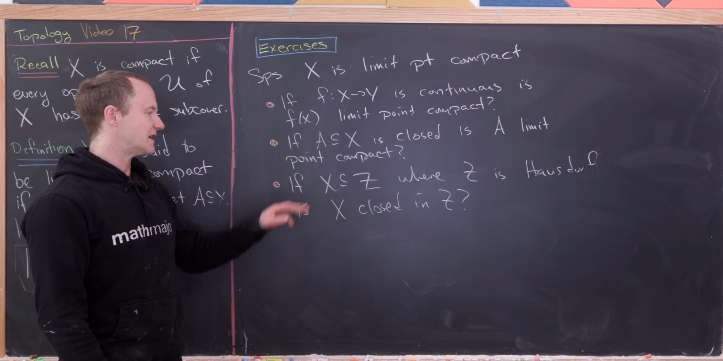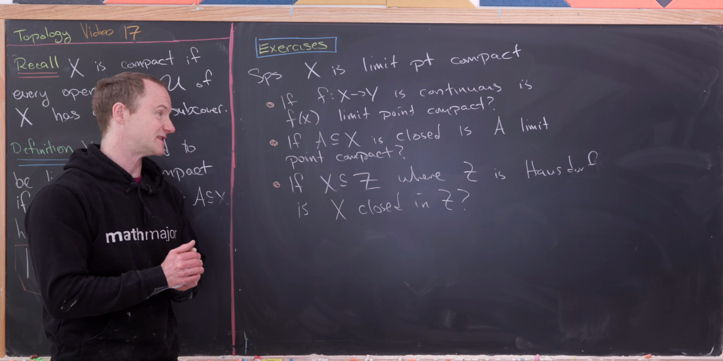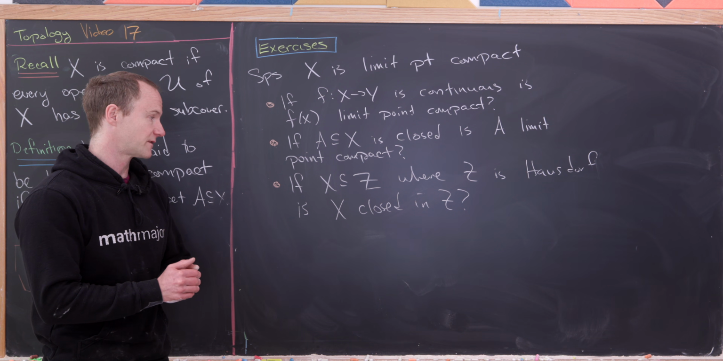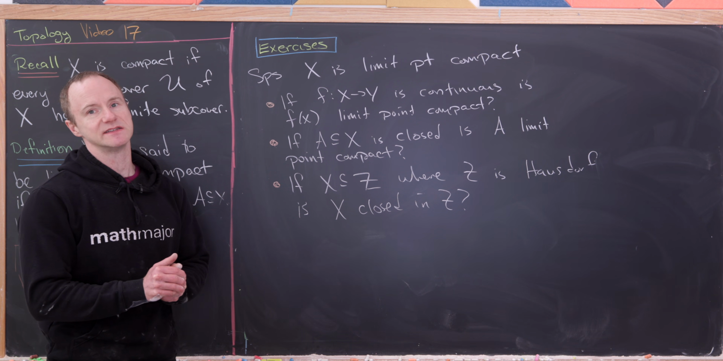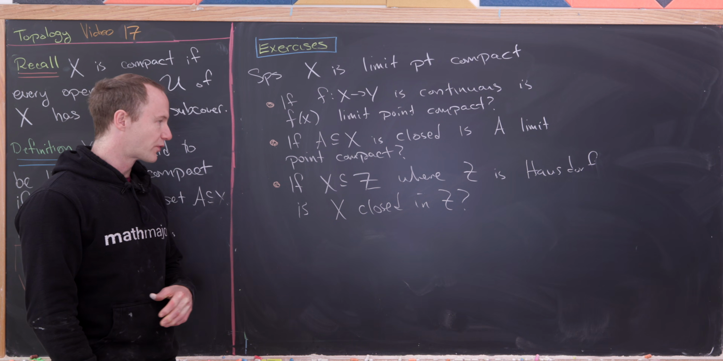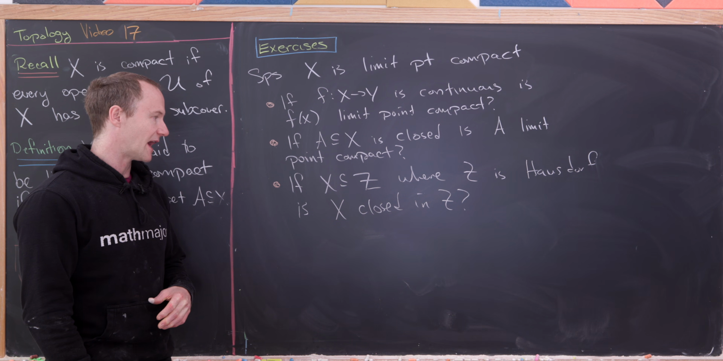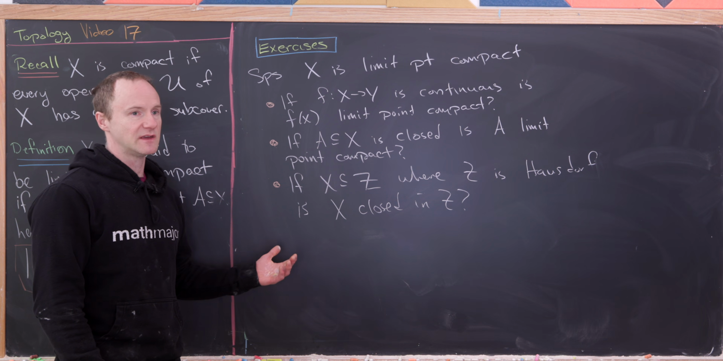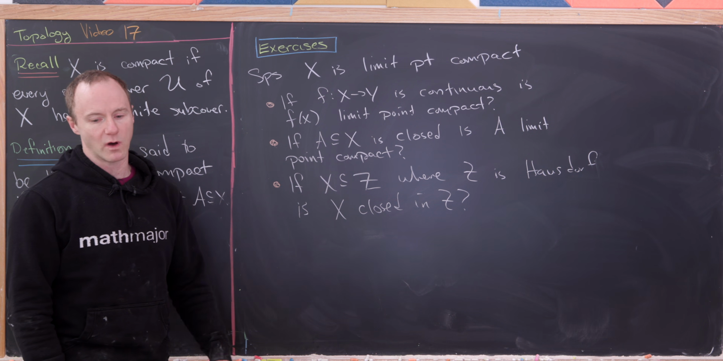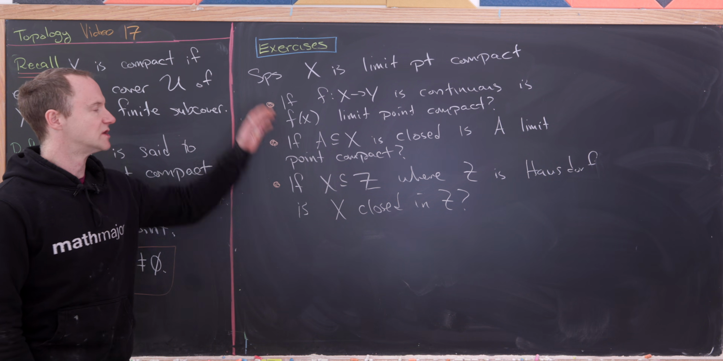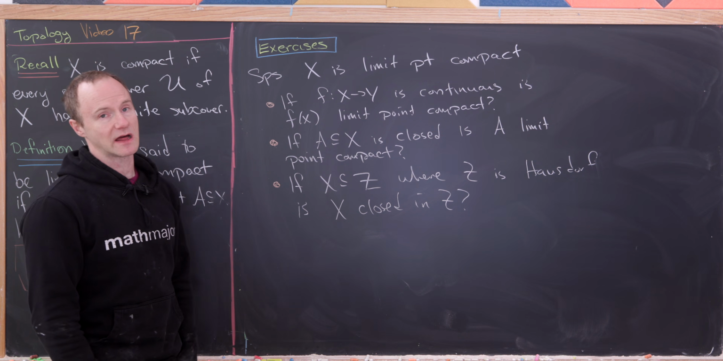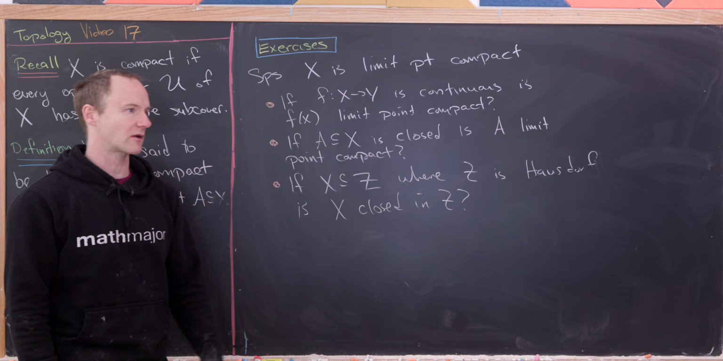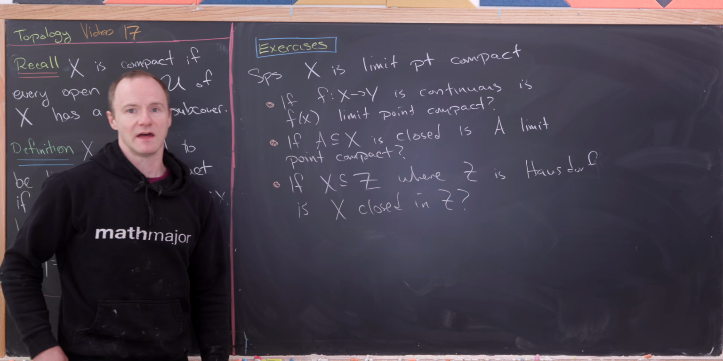And then finally, if X is a subspace of Z, where Z is Hausdorff, is X closed in Z? Again, we proved that if we had a compact subspace of a Hausdorff space, then that subspace we started with was, in fact, closed. So these are all in parallel to those results that we proved about compact sets. And that's a good place to stop.